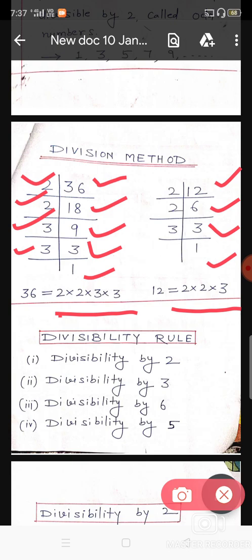In next topic we will study about divisibility rules. Divisibility by 2, divisibility by 3, divisibility by 4, divisibility by 5. It means which number is divisible by 2, which number is divisible by 3, which numbers are divisible by 6, which numbers are divisible by 5. Okay, there are a few rules. Those rules we will study here.